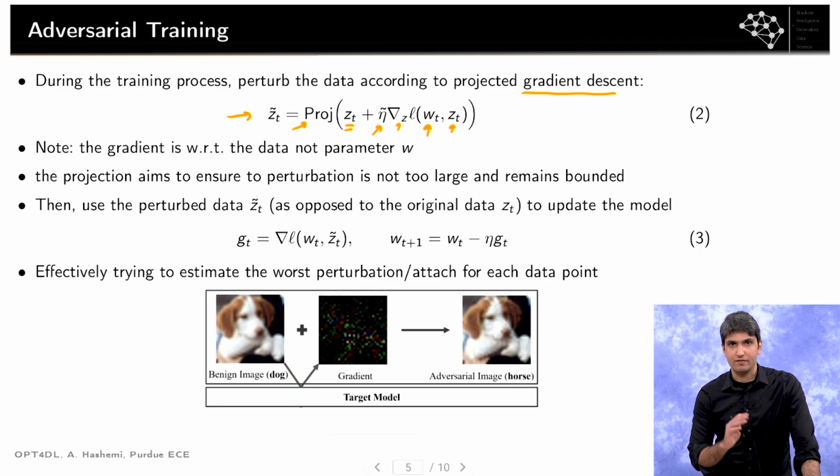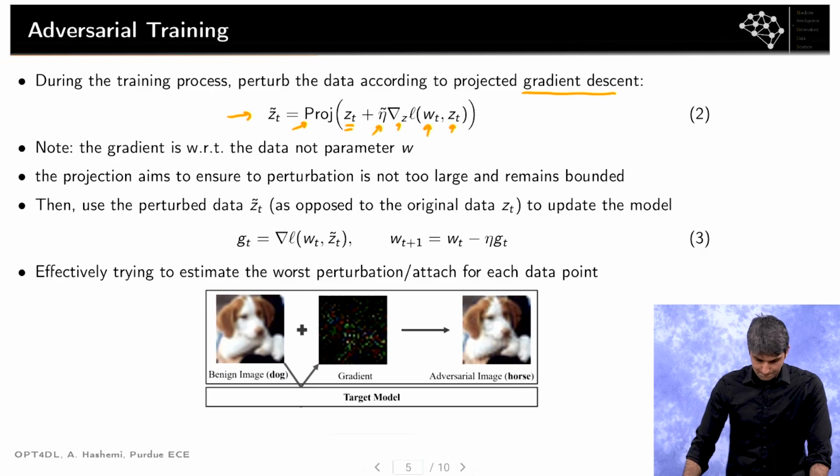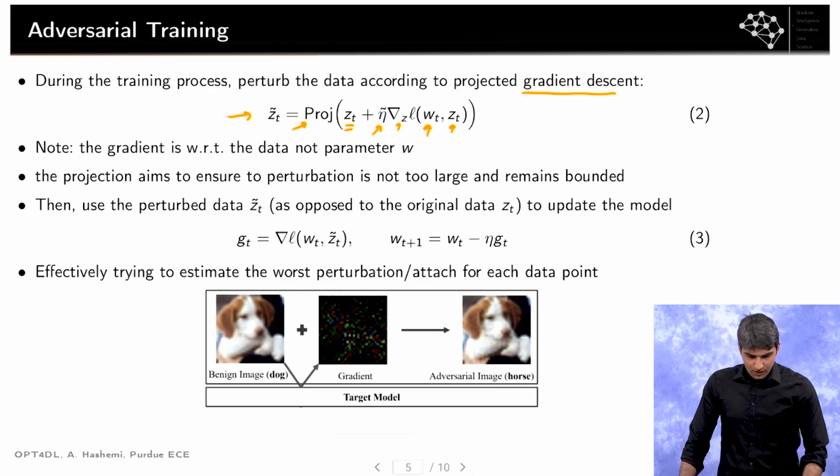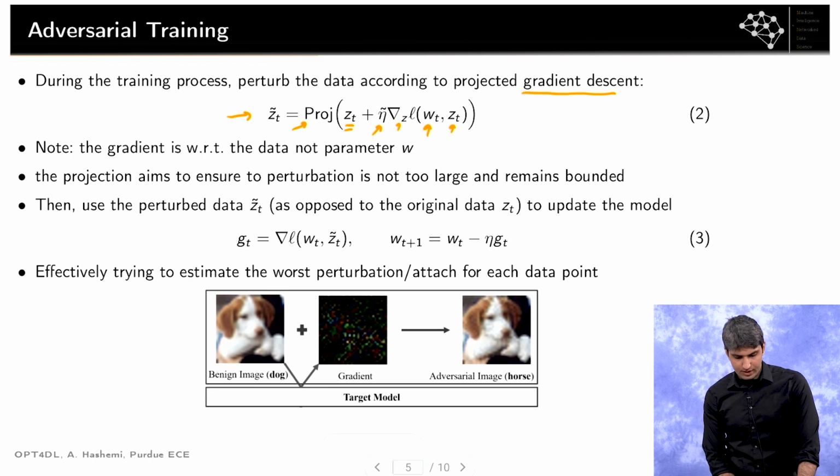Or we clip the image, for instance. We clip the values of individual pixels or coordinates, such that overall the perturbation is not too large. So we find this perturbed image, and then what do we do in training? Well, in training, instead of using the original data, we're going to use this perturbed data to update the model.